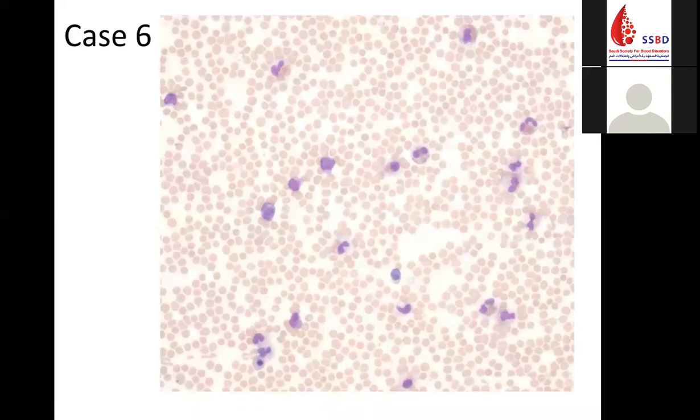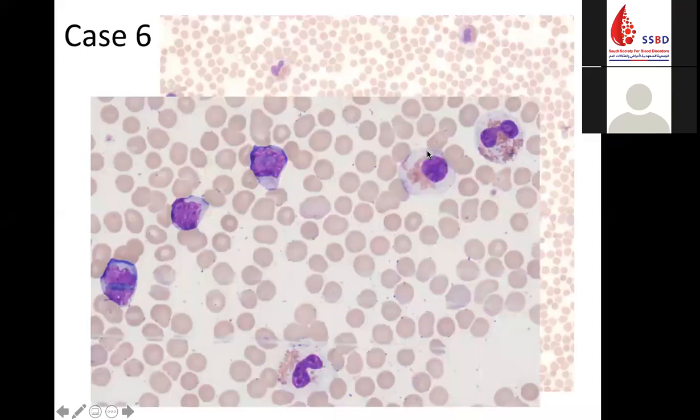Okay. Definitely we have eosinophilia, and definitely we have circulating blasts. And these eosinophils look abnormal. They are dysplastic. They have uneven distribution of the granules, mostly hypogranular. And the blasts are medium in size, with high N:C ratio and agranular cytoplasm.